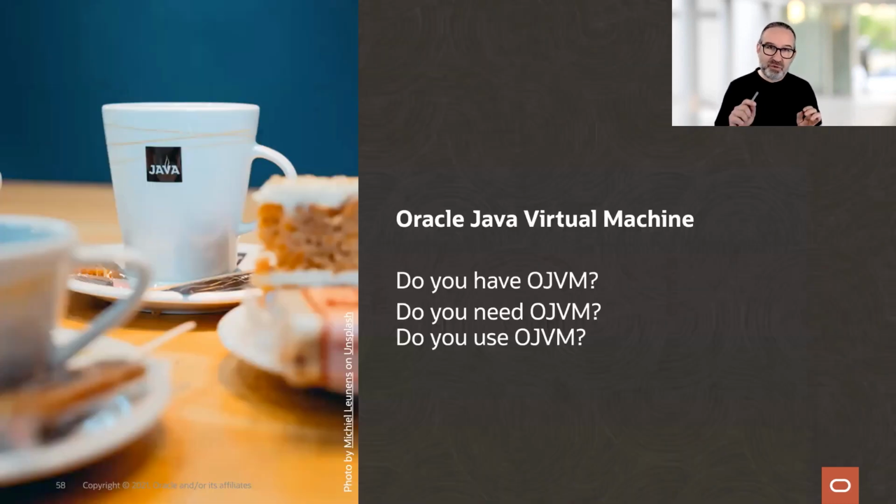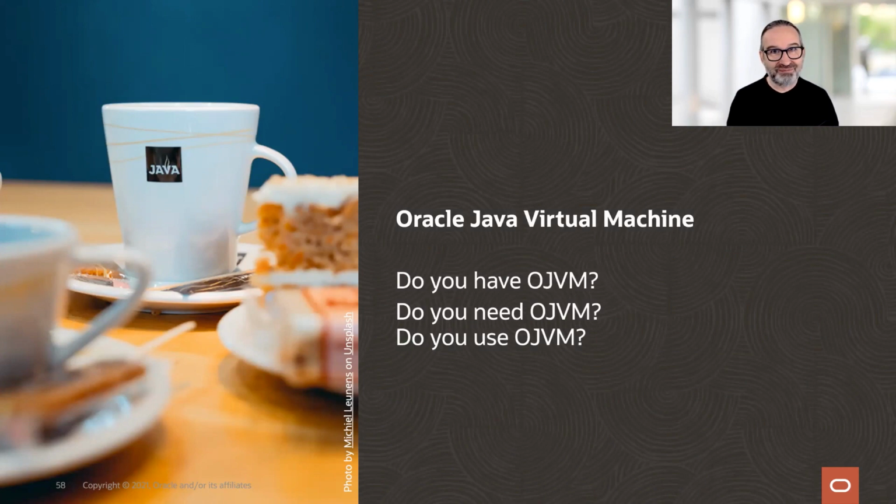And then something which is really important to explain, and a typical topic for broader discussions. Sometimes when you discuss this with customers, there is also some energy in the air. The Java Virtual Machine, the OJVM. There are a few things to clarify here. Do you have OJVM in your database? Do you need OJVM? And do you use OJVM? These things need to be clarified.